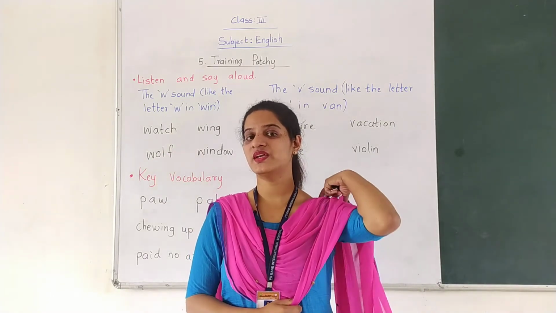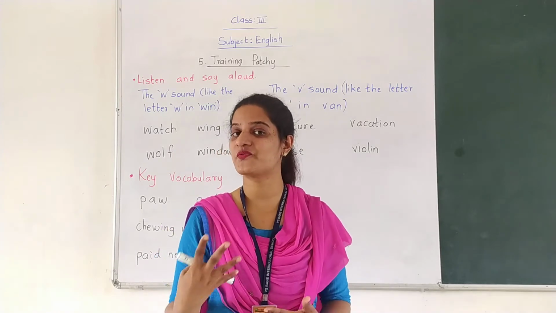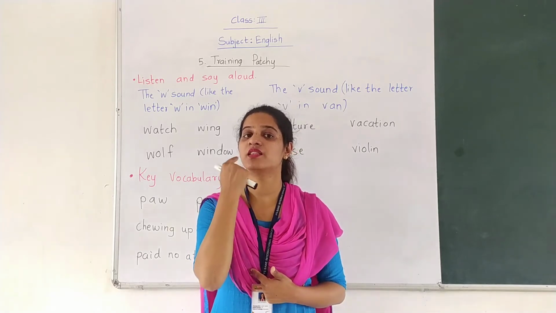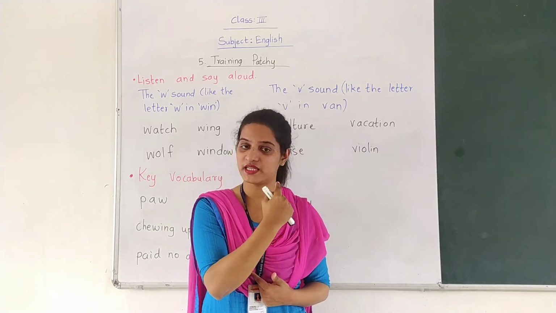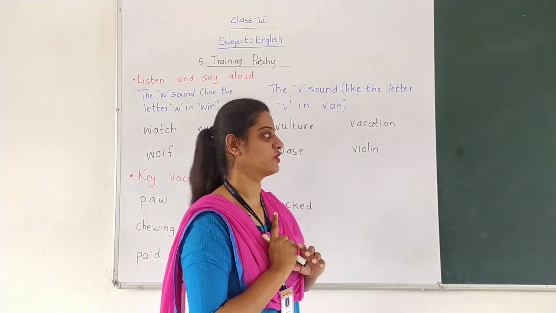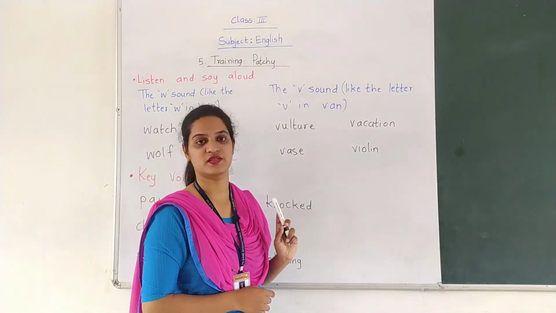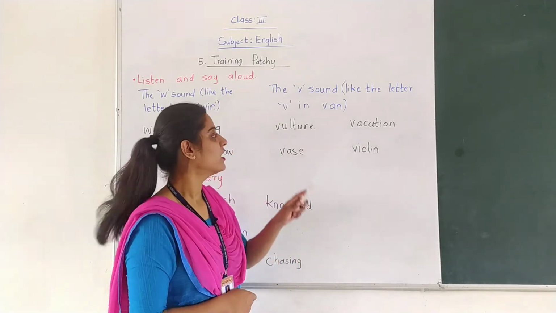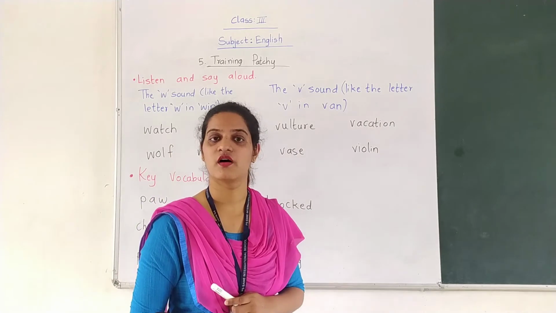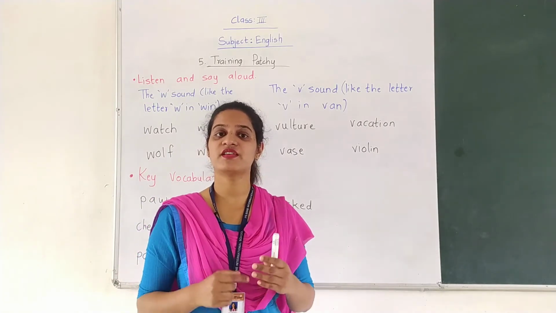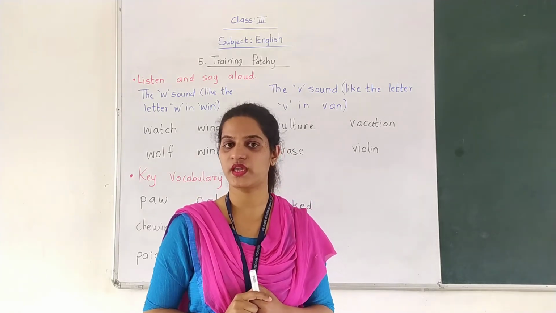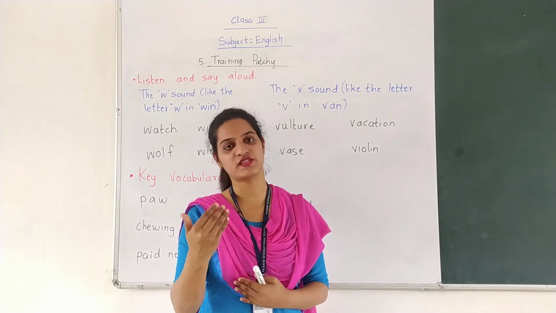Now we will read the words with V sound. Okay, and what is the sound of V? The sound of V is V. And while saying that sound, the upper teeth touch the lower lip. Okay, V. Pay attention. Now I will read these words and you have to repeat after me. Vulture, vulture. See, whenever we say V, that time also our teeth touch the lower lip. So that way only we have to say the words.